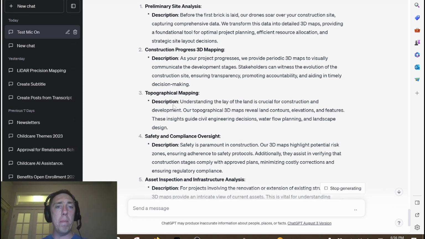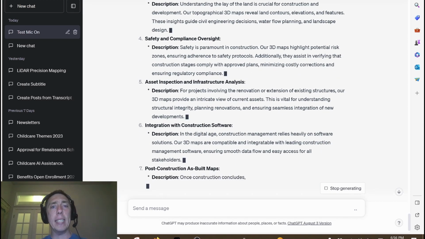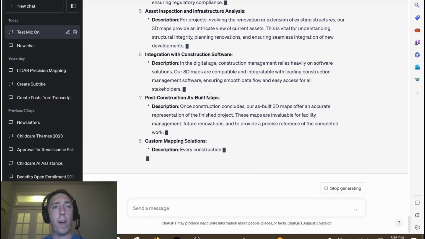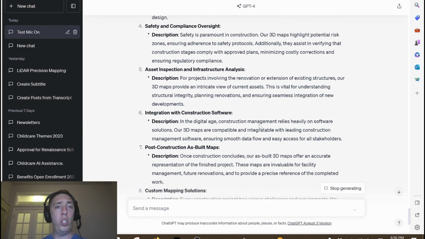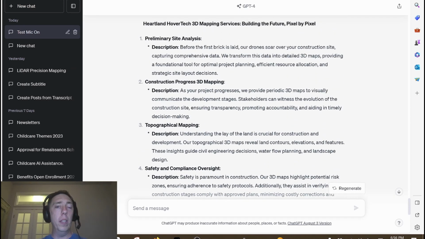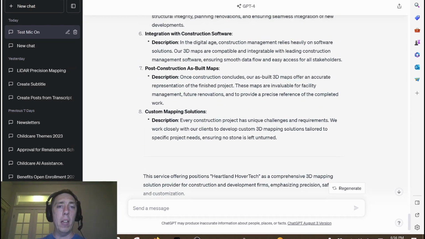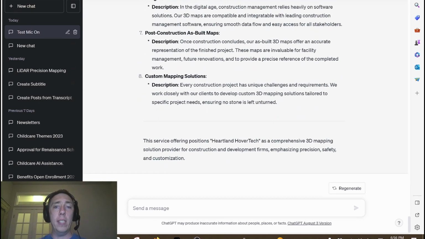Construction progress, 3D mapping, topographical mapping, safety and compliance oversight, asset inspection and infrastructure analysis, integration with construction software, post-construction as-built maps, custom mapping solutions. Okay, so it's definitely going a little bit off track here from what we originally were going to be going into. And a lot of this is not something you'd be able to do without having additional software, but you guys can definitely see the potential here. Like, this definitely helps you at least get started. And that's really what the important thing is for ChatGPT.